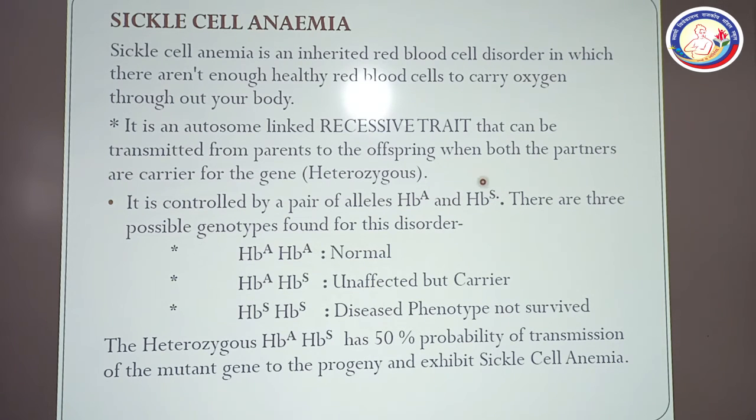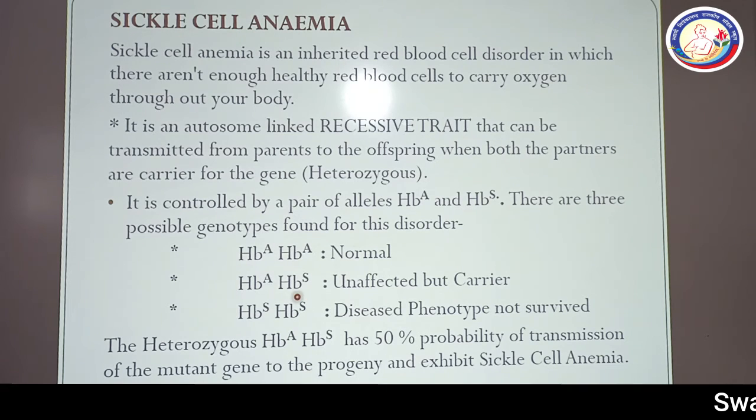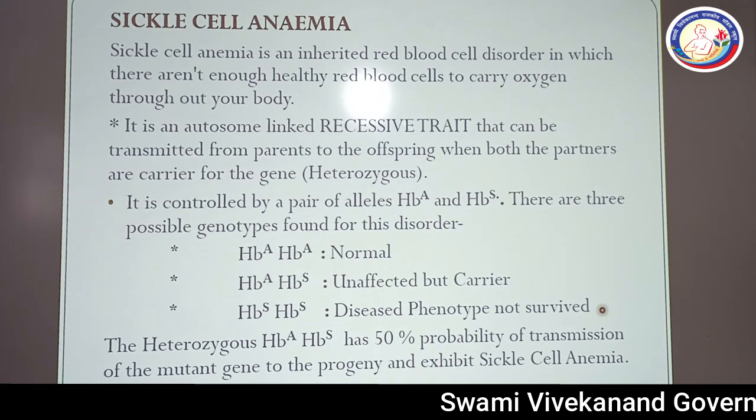HBA is the symbol of normal hemoglobin and HBS is the symbol of allelic sickle cell anemic hemoglobin. There are three possible genotypes found. If both the hemoglobins are HBA, HBA, it will show the normal. HBA, HBS means unaffected but carrier. So this type of male or female will be unaffected, undiseased. But HBS, HBS is the diseased phenotype which does not survive because the person dies.